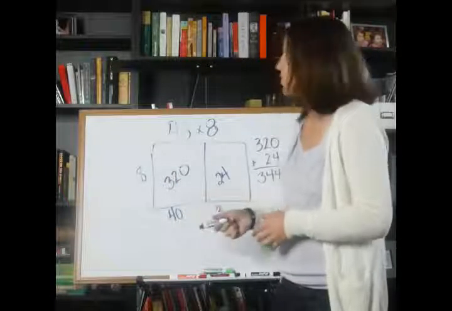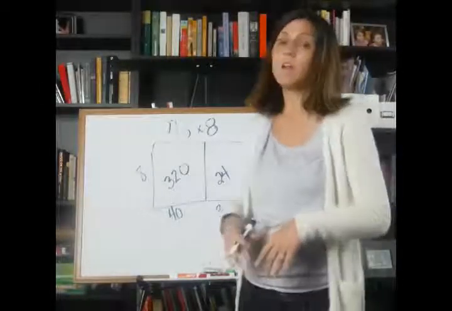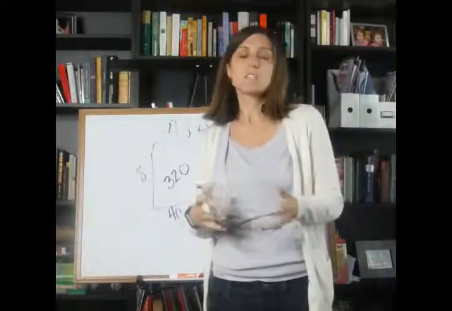I hope this was helpful in explaining how to use area models to solve bigger multiplication problems. You can use it to solve 2-digit times 2-digit as well. You would just have more boxes in the middle, or using 3 digits or 4 digits, however many digits you need.